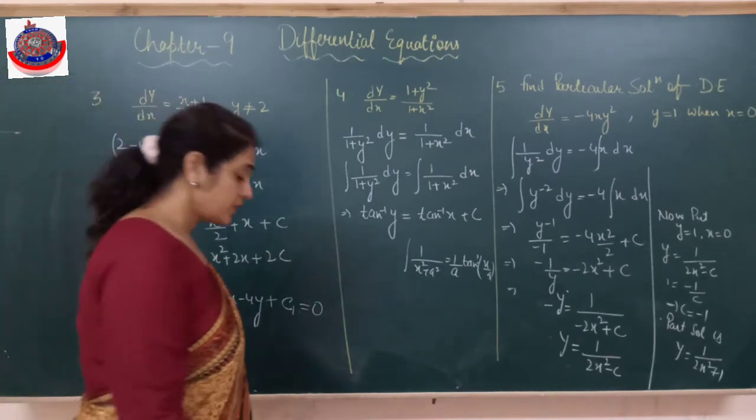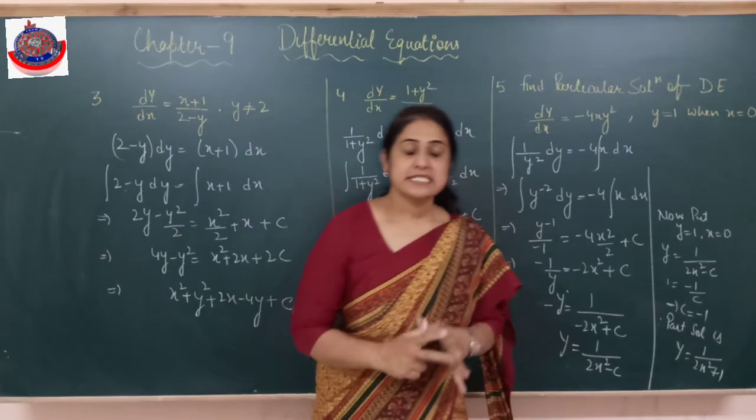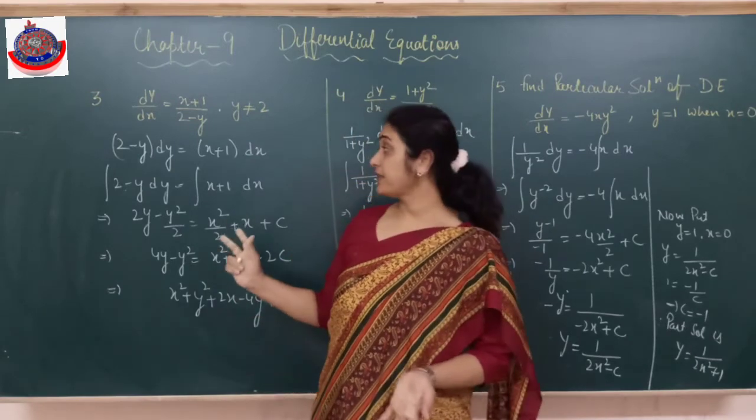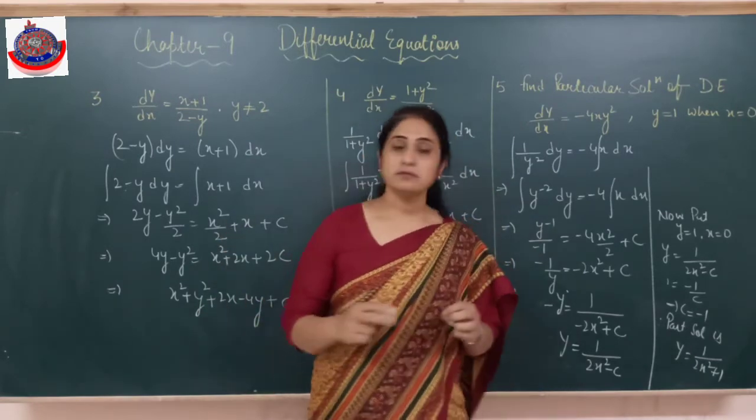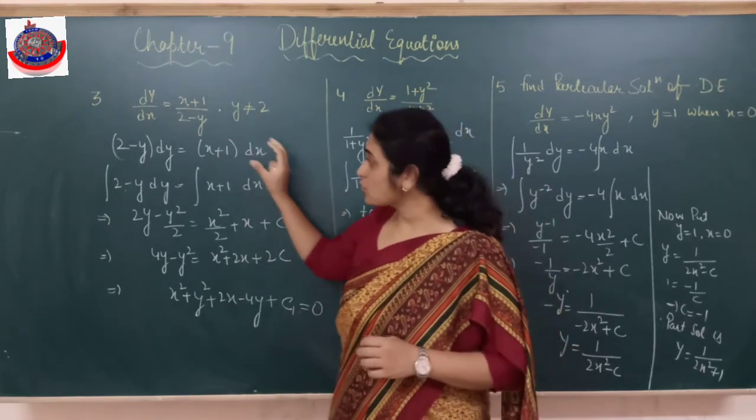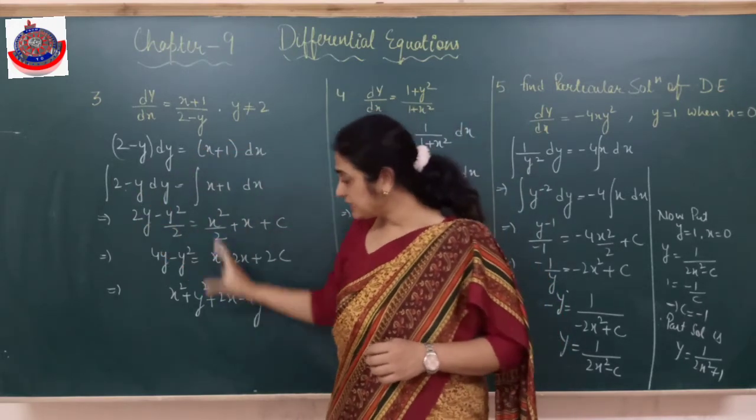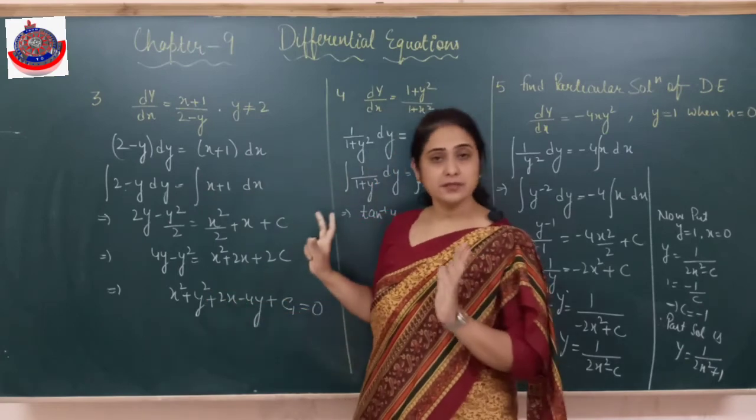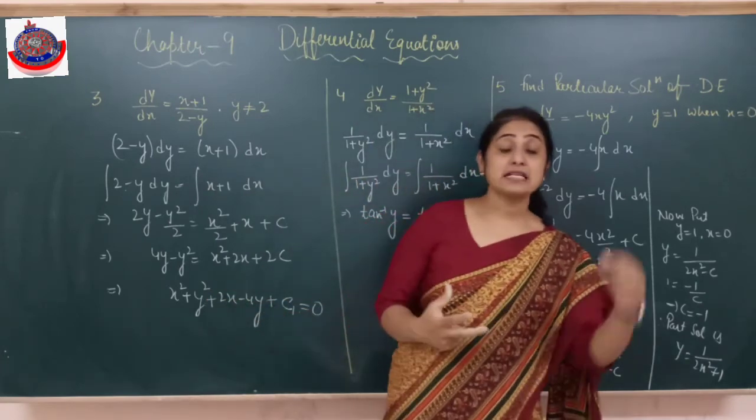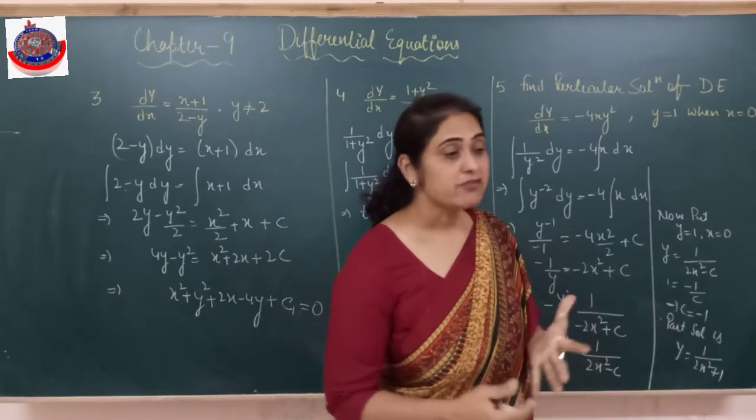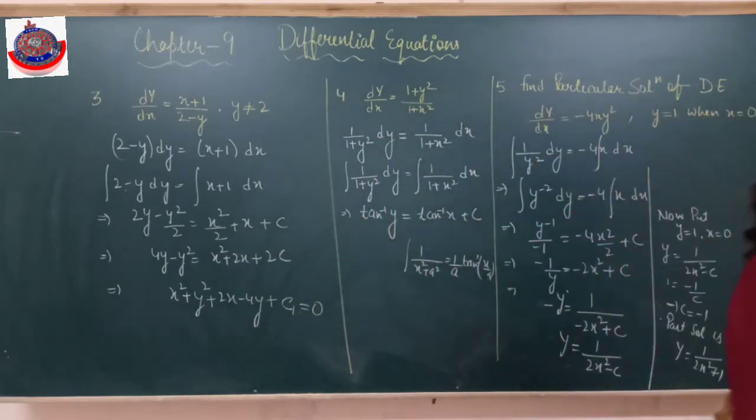So what do you have to do in this topic? Separate the variables, all the x terms with dx, all the y terms with dy, integrate, and do not forget to write the particular solution. Simplify as much as possible. If they're asking you for the particular solution, what will you be doing? You find out the general solution, and when you have found the general solution, then put the values of x and y and find c. After putting the value of c, that solution is called the particular solution.